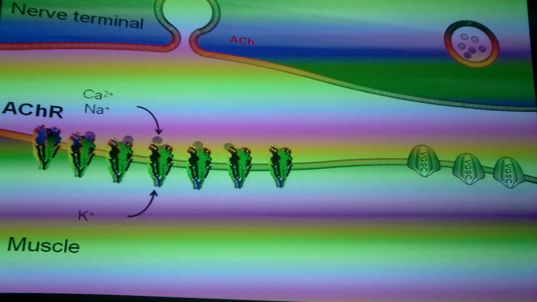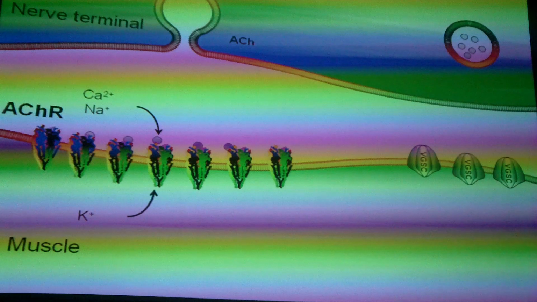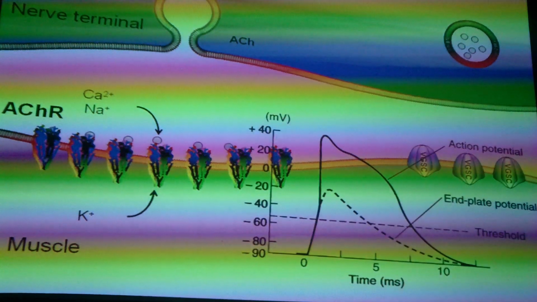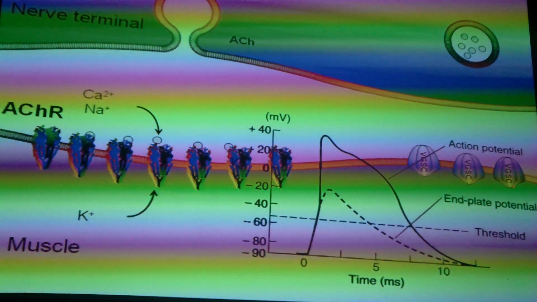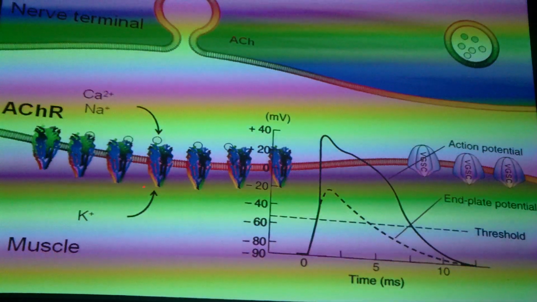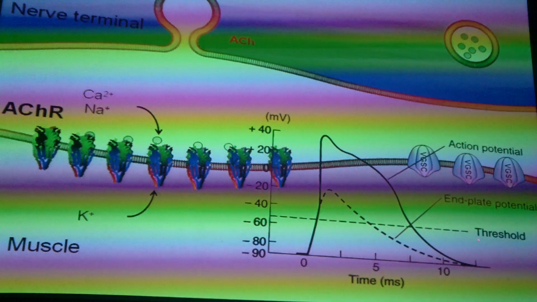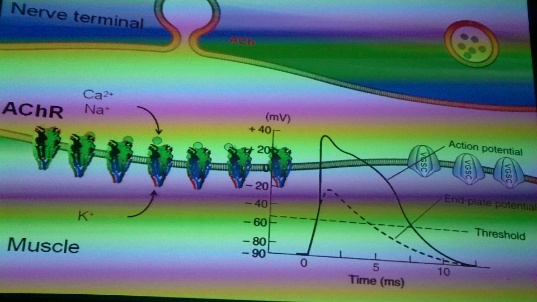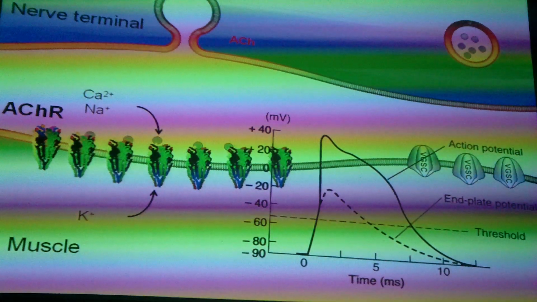This is another example where the same thing is going on in the muscle. And what happens then is that other ion channels open after there's a depolarization at this membrane and will thereby induce an action potential. So just in a nutshell, how this structure works.